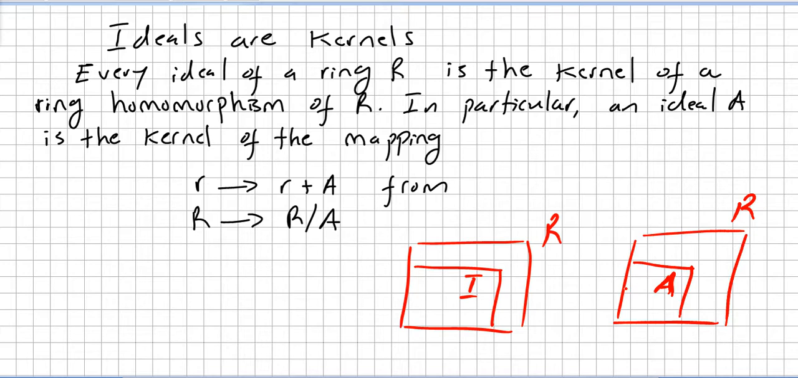So an ideal A is the kernel of the mapping from the ring into the quotient ring by the ideal. Okay, I hope this is not too confusing. I will get back to this. But the very basic idea is really simple, right? Ideals are kernels.